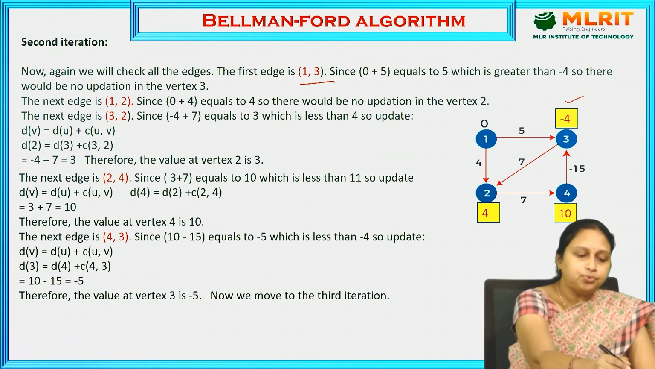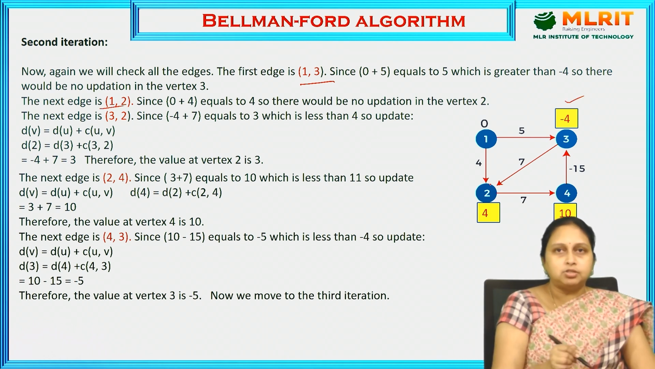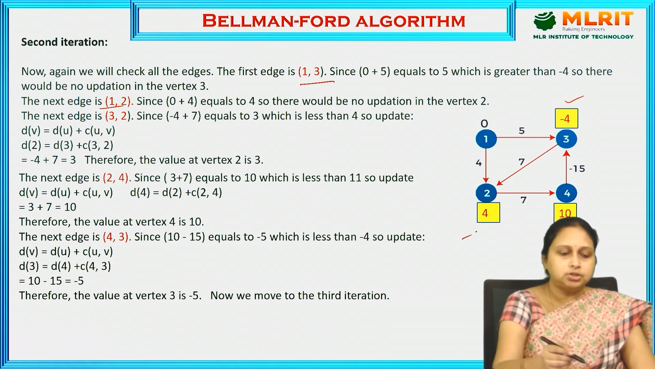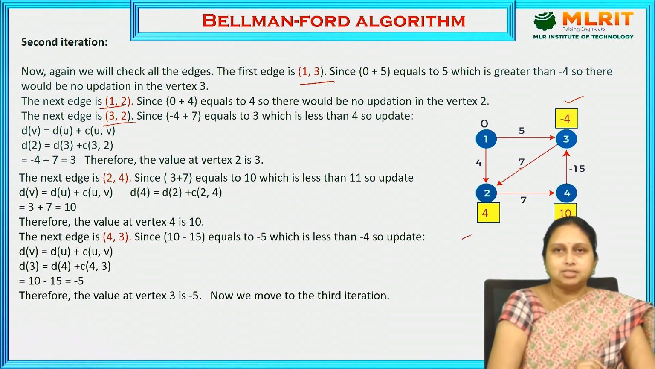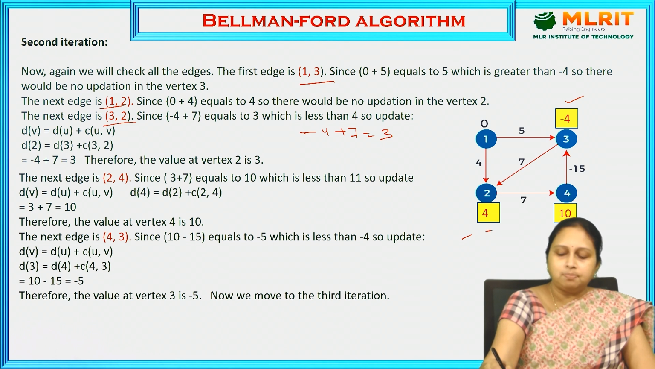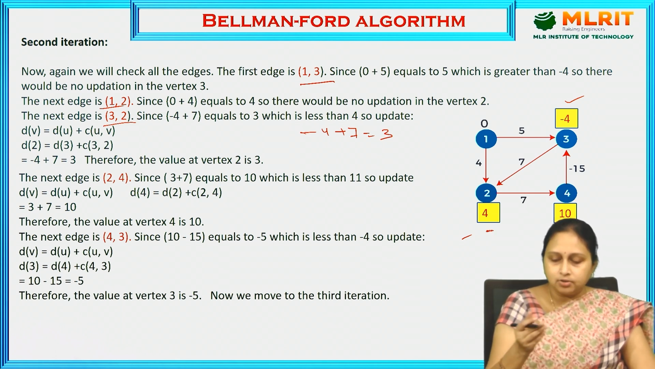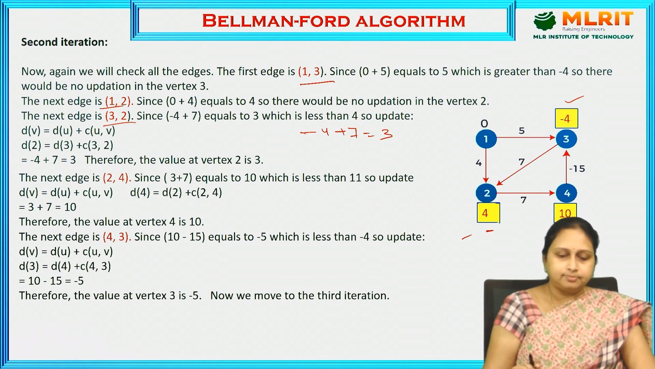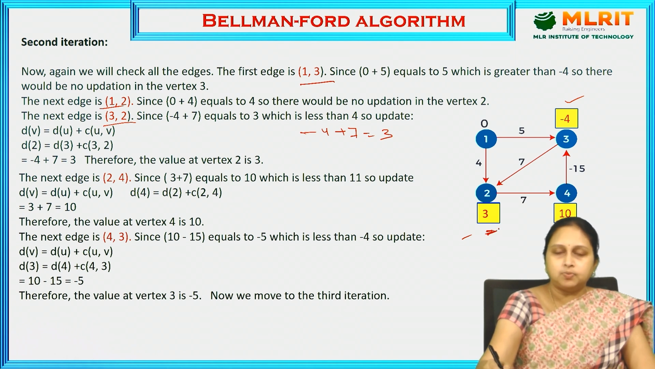Next, 1 to 2. What is the value? We have 0 plus 4, 4 only. No change. Next, 3 to 2. You have minus 4 and plus 7. Minus 4 plus 7, you are going to get the value as 3. So instead of 4, I need to replace that with 3. Right? I am replacing with 3.